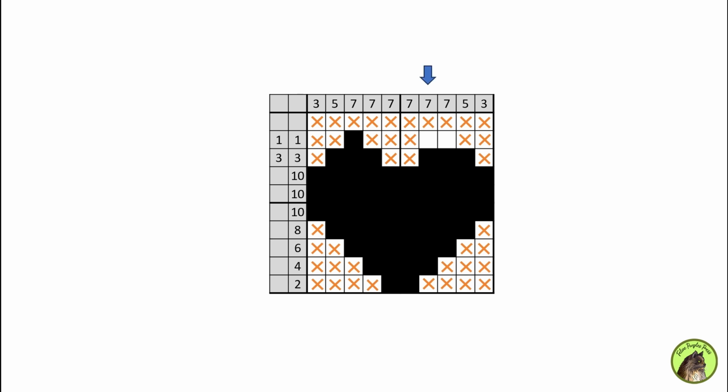This column already has 7 marked black cells, so the one remaining cell must be empty. And finally, this column is still missing one more black cell, so we can mark it. And the puzzle is solved. This took a while, but we used pretty much all the basic mechanics used for solving nonograms, so this definitely was not wasted time.